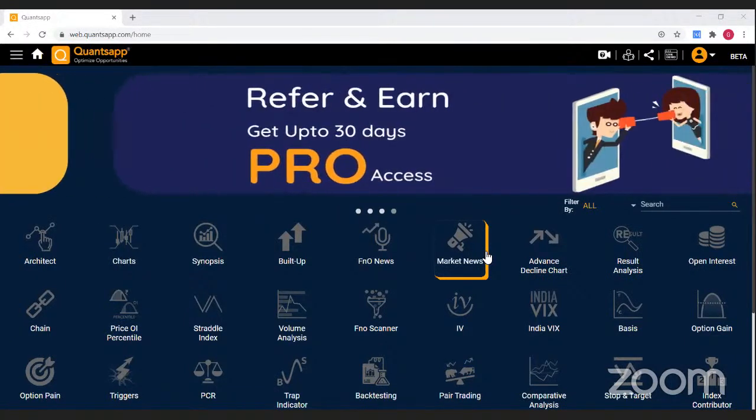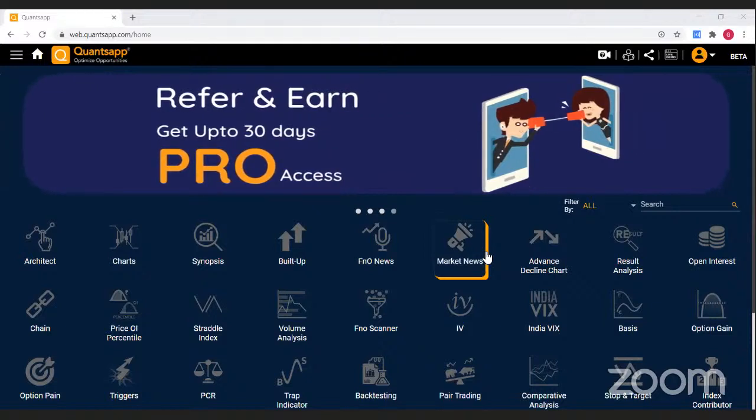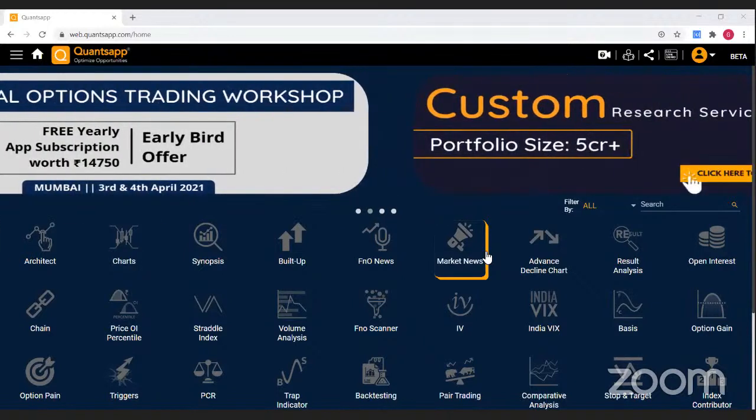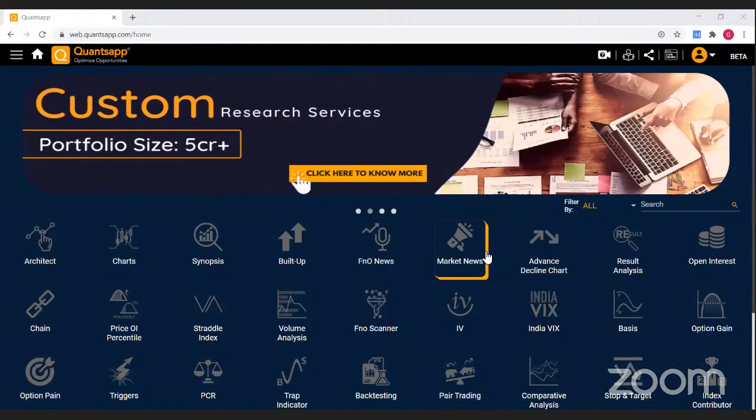So today we are looking at how effectively and efficiently you can go through the Quantsapp tools, and how you can use them in your analysis. The tools we are taking today are option calculator, result analysis, comparative analysis, and chain what if.